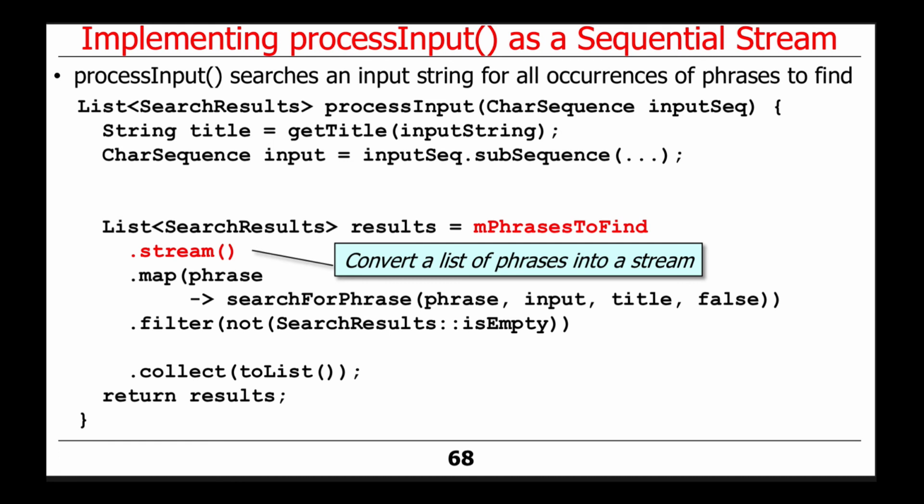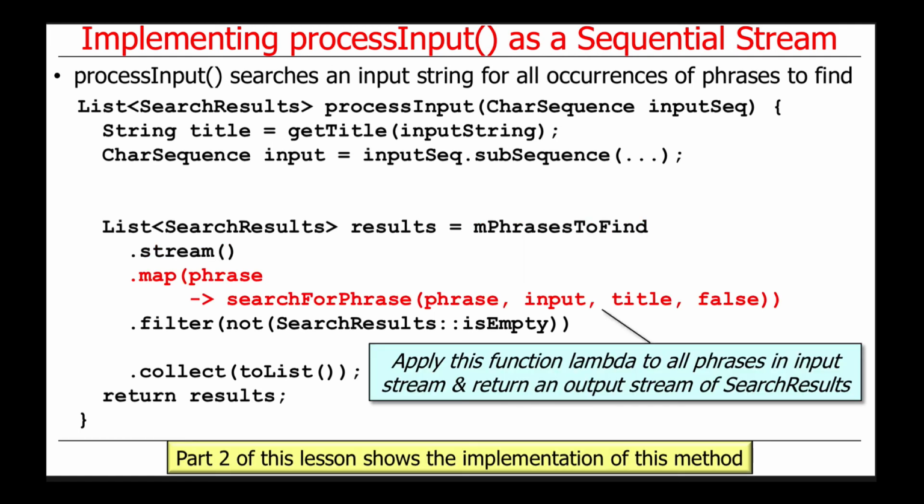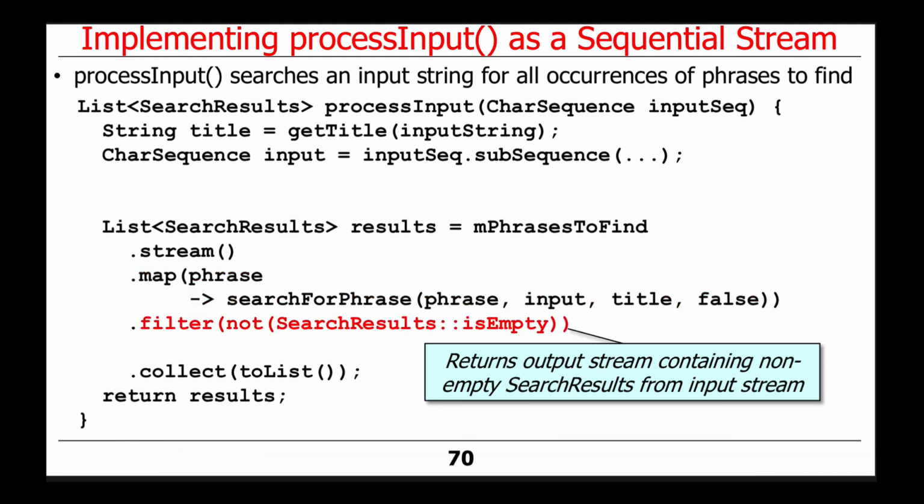And then we say, for each phrase we're looking for, please turn that list of phrases into a stream of phrases. And then we're going to go ahead and apply a couple of intermediate operations. We're first going to search for the phrase in the input with this particular title. And the false flag here says, do this sequentially, don't do it in parallel. We'll change that later in a couple weeks when we talk about parallel streams. So this is a lambda function that looks for all the phrases in the input stream, and it returns an output stream of search results. And we'll talk about search for phrase later.